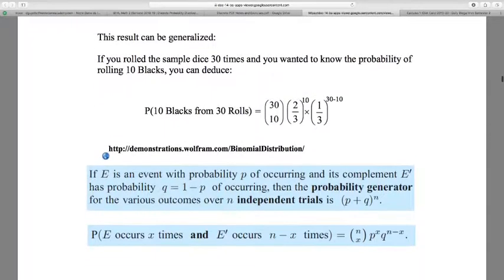We can generalize that. Take the same dice, and we're going to roll it 30 times now. And I want to say, what's the probability of rolling 10 blacks? We can deduce from what we just saw previously that we have 30 trials. I want 10 of those outcomes to be black. 2/3 probability of having a black to the 10th power, that's 10 different times it happens, and then the 1/3 probability is going to be to the 20th power, so that's basically 10 of them are going to be black and the other 20 are going to be red. And again, there's 30 choose 10 different ways for that to happen.